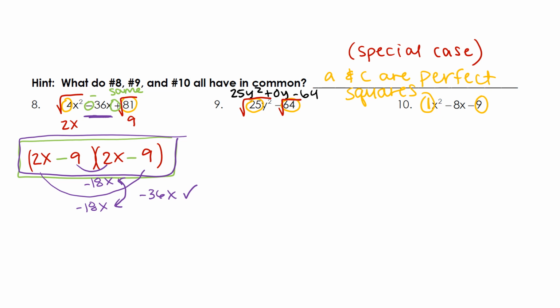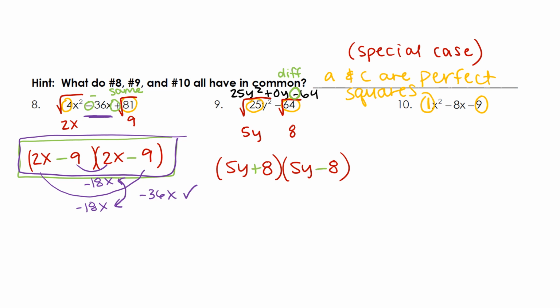So the square root of 25y squared is just 5y. The square root of 64 is 8. So in my two parentheses, I have 5y and 8, and 5y and 8. And then if I put my signs in place, if you pay attention here, this negative is actually the second sign, so that tells me my signs are going to be different. So I'm going to put a plus and a minus here.